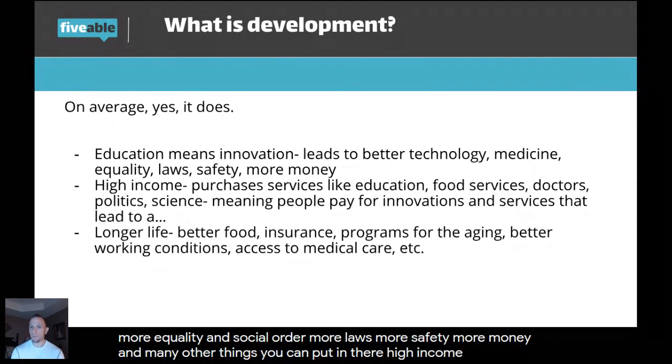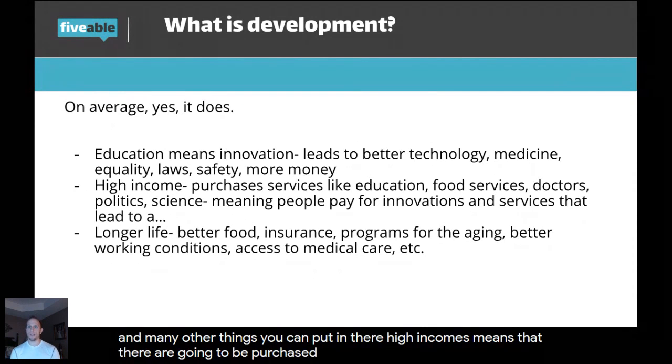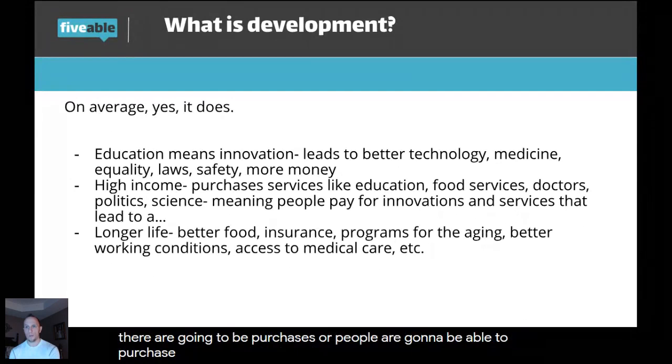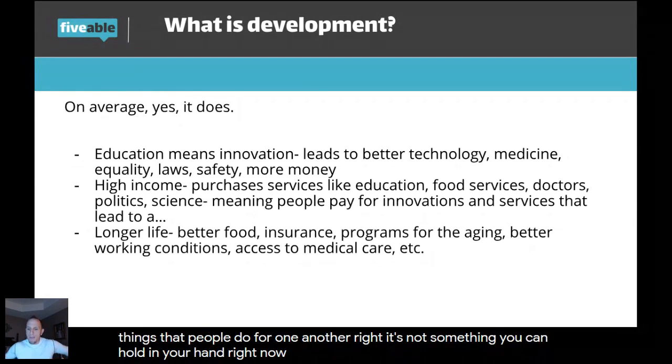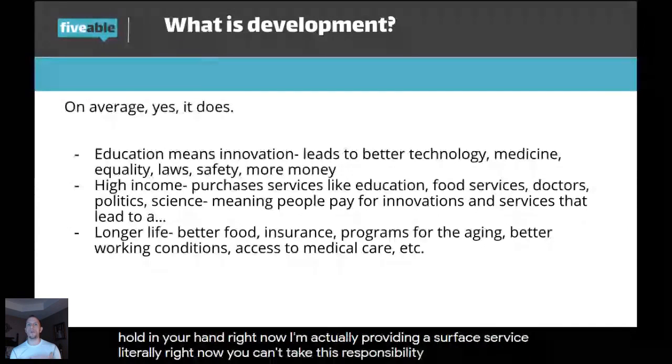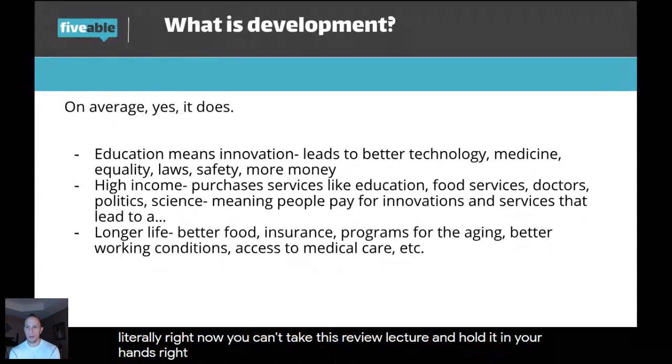High incomes means that people are going to be able to purchase services. We'll talk more about that a little bit towards the end of this presentation. But services are going to be things that people do for one another. All right, it's not something you can hold in your hand. Right now, I am actually providing a service. You can't take this review lecture and hold it in your hands. Right? It's not a tangible item, but it is something you can benefit greatly from.